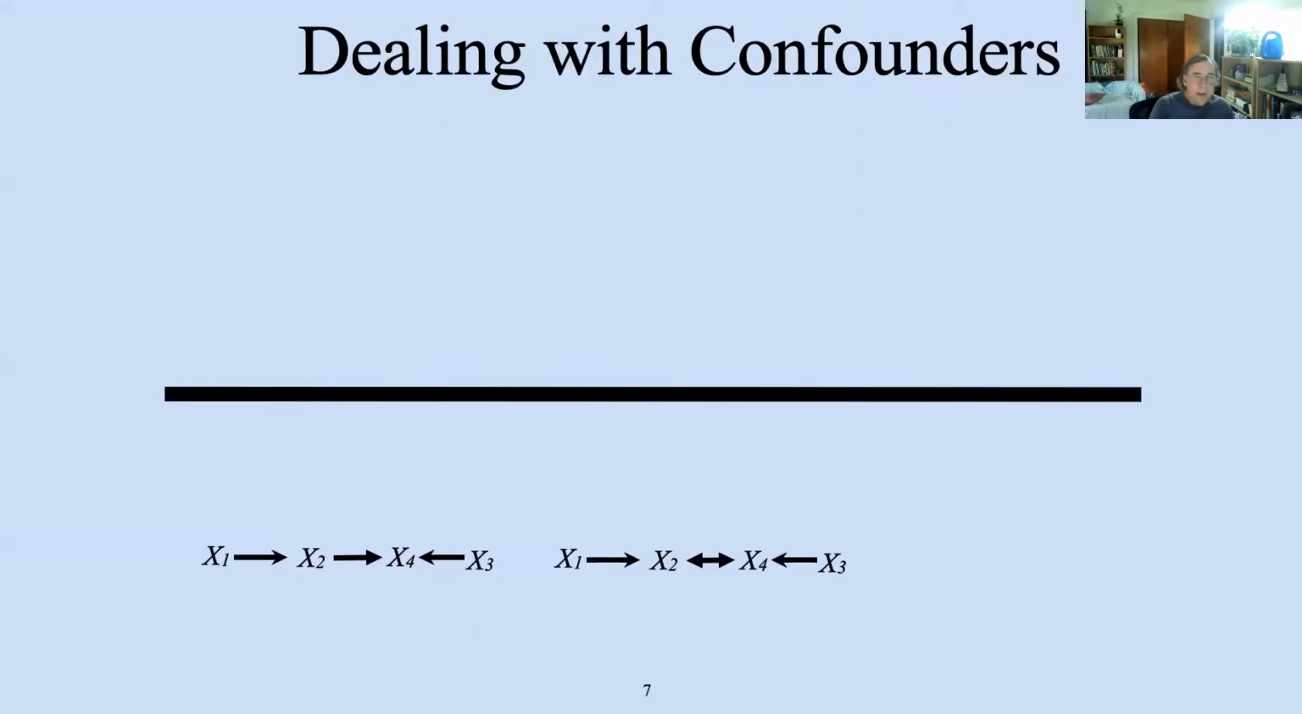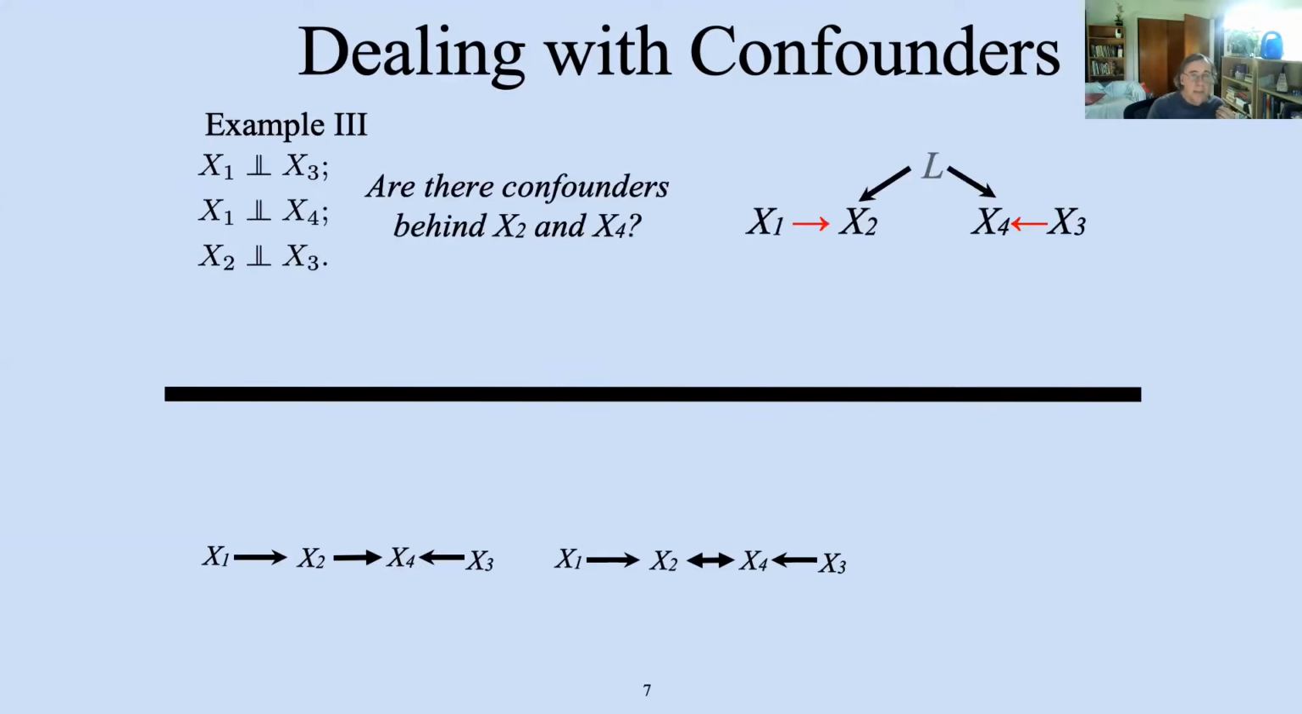So we've seen a case where we can tell where there isn't confounding. Here's a case where we can tell that there is confounding. In this case, x1 causes x2, x3 causes x4, and there's a latent confounder L of x2 and x4. L is assumed to be unmeasured. So among the measured variables, all we see is that x1 is independent of x3 and x4, and that x2 is independent of x3.